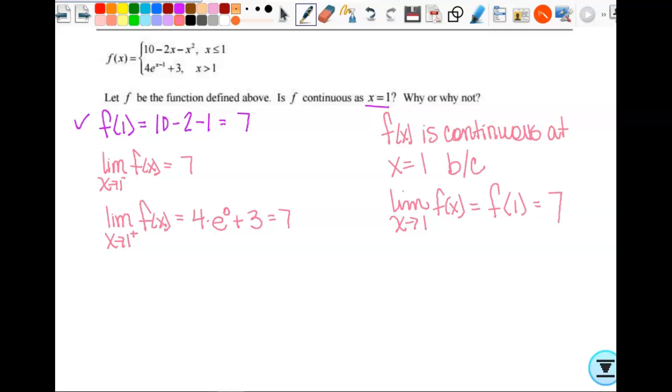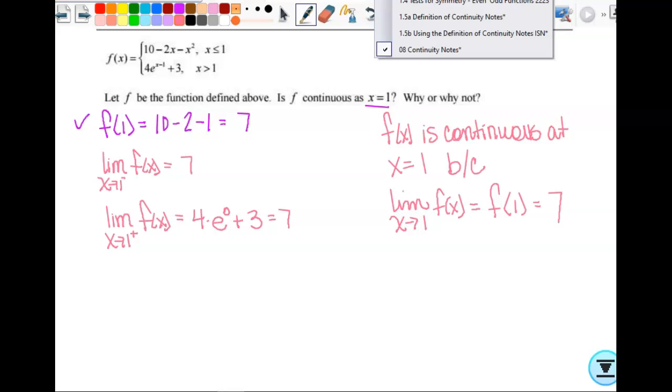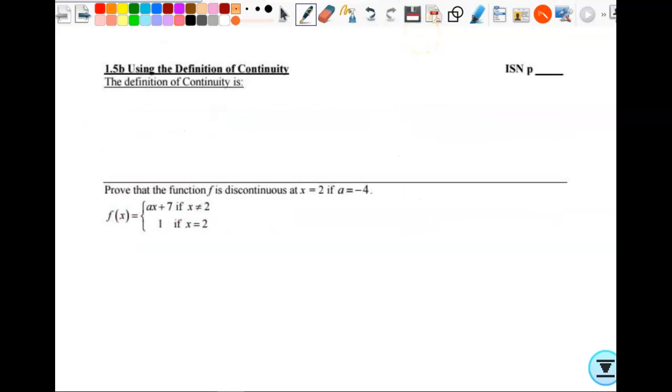Grab your notes for today. Let's look at another way we are going to use it. There we go. So this one goes on 29. Yes?